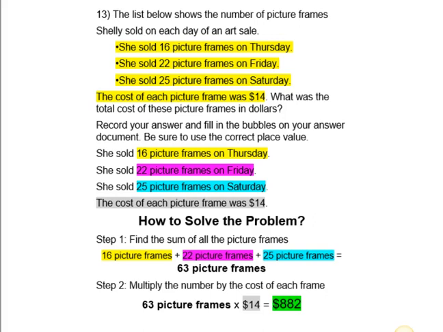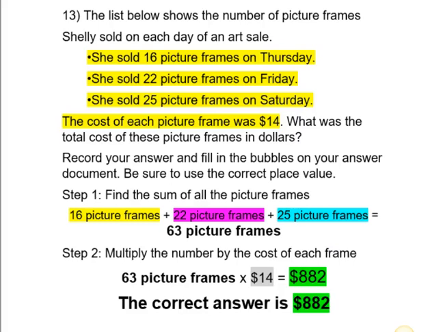So for our step 1, we are going to add all of our picture frames together. 16 plus 22 plus 25 is equal to 63 picture frames. And now that we have that answer, we are going to multiply it by 14. 63 times 14 is equal to $882. So our correct answer is $882. This is how much the total cost of the picture frames were in dollars.